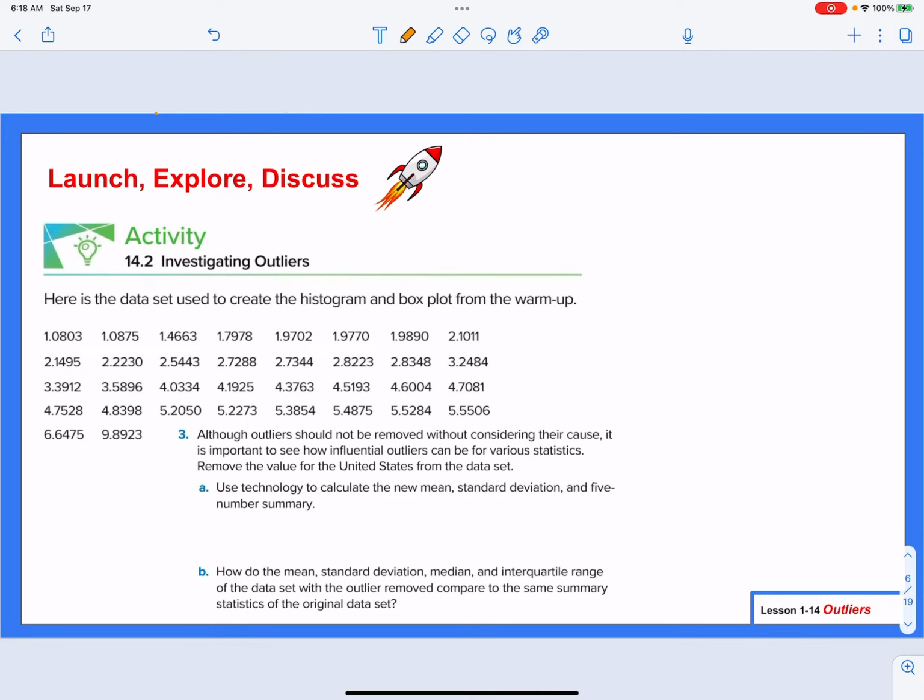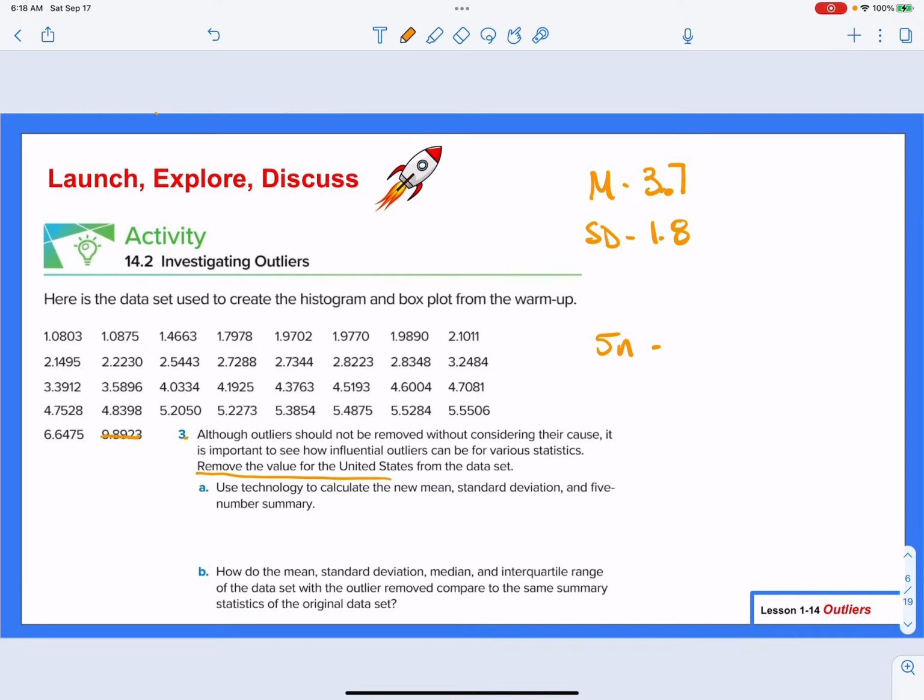Although outliers, number 3, should not be removed without considering their cause, it's important to see how influential outliers can be for various statistics. Remove the value of the United States and then see what happens. So we're going to take this value out and see what happens to the data. Just to do this real quick, before we had our mean, our standard deviation, and then our 5-number summary. I'm going to write them down in orange real quick, a little smaller. We had 3.7 about, and our standard deviation of 1.8.